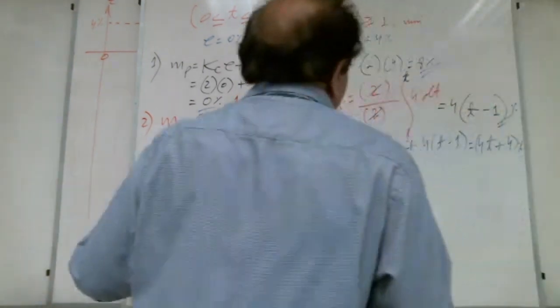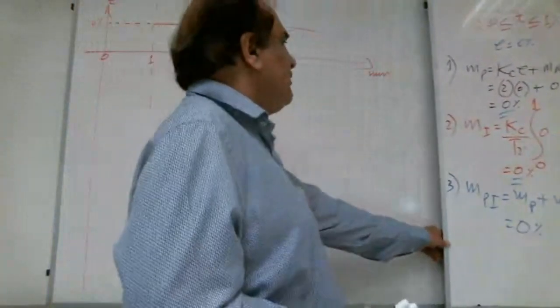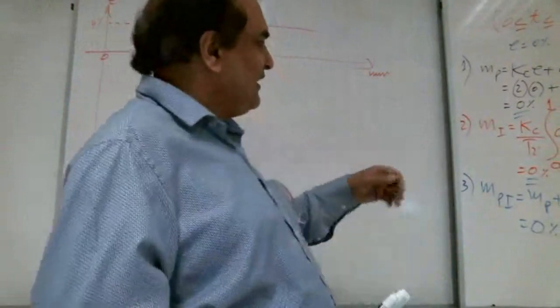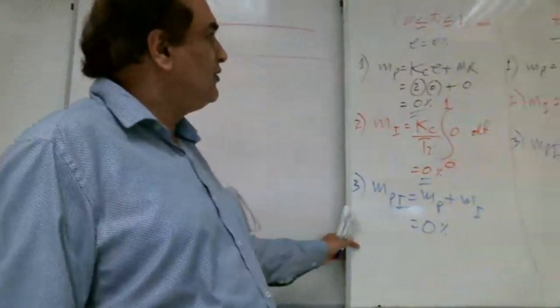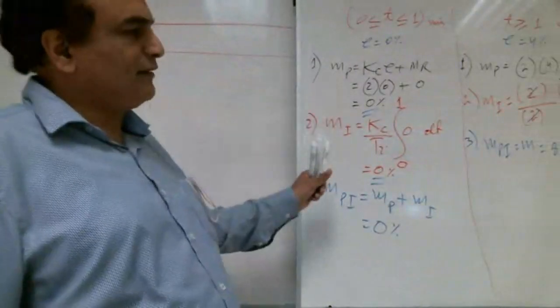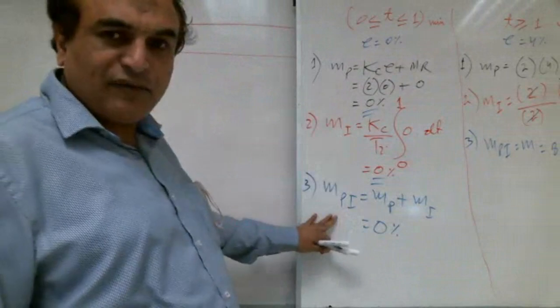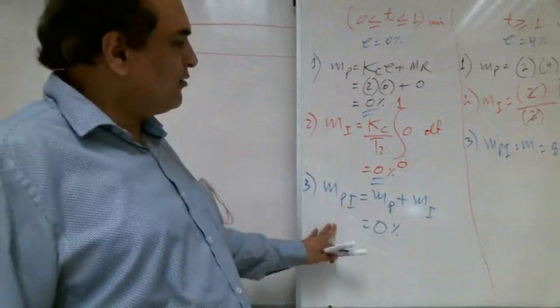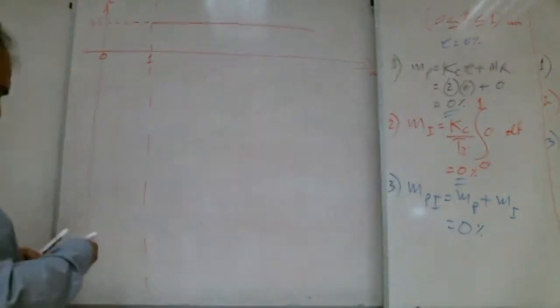Okay. Now we need to draw it, right, Shabab? So what was the question? Find the proportional action and draw it. Then find the integral action and draw it. And then find the MPI total output and draw it. So let's start with the proportional action.